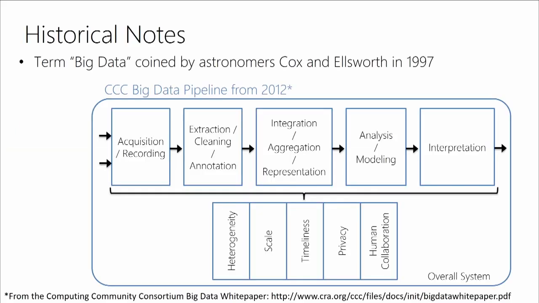Okay, so let's start with some historical notes. The term big data was coined by two astronomers in 1997. So it's kind of an old term that got a bit hyped up a few years ago after the CCC white papers on big data came out. Now, I'm showing you here the CCC big data pipeline from the white paper in 2012. It's a nice effort to formalize the scientific process that goes into discovering knowledge from data.